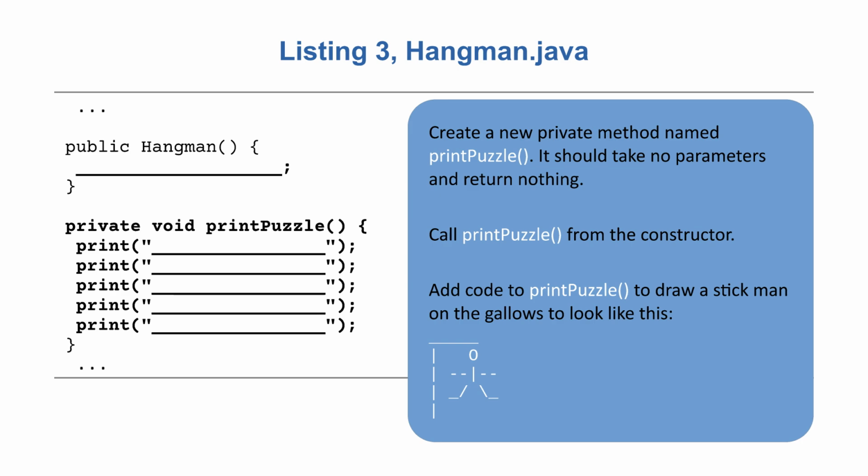Next, add code to printPuzzle to draw a stickman on the gallows to look like this. Hint: use the escape character to print a backslash. Run it. What happened? It should have printed the stickman on the gallows as shown in the instructions.